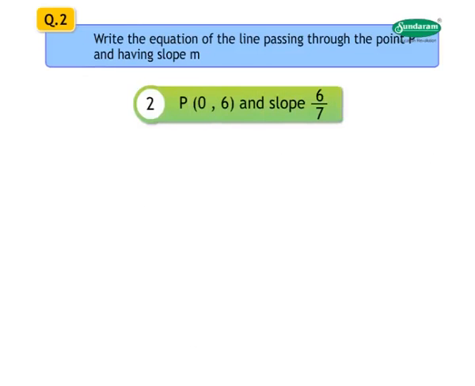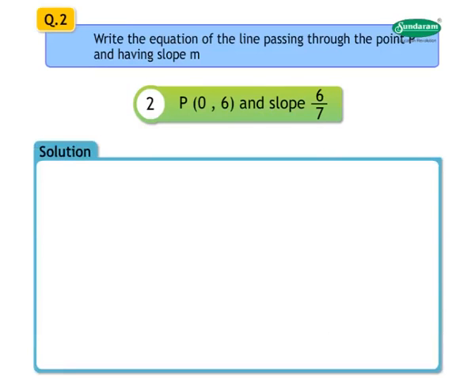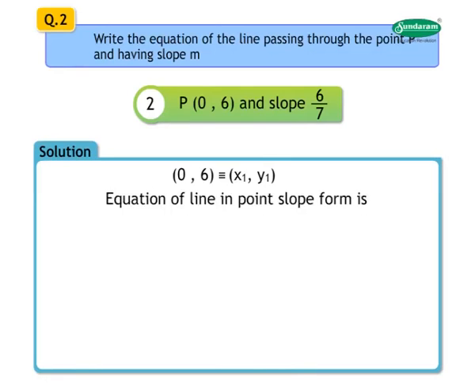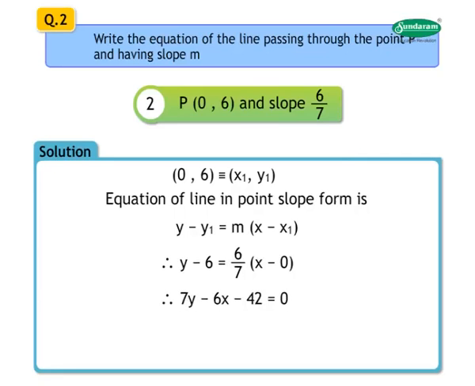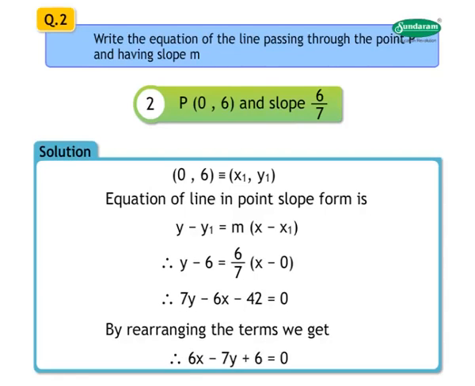Number 2. P (0, 6) and slope 6 upon 7. Solution: (0, 6) corresponds to x1, y1. Equation of line in point slope form is given by y minus y1 is equal to m into (x minus x1). Therefore, y minus 6 is equal to 6 upon 7 into (x minus 0). Therefore, 7y minus 6x minus 42 is equal to 0. By rearranging the terms, we get 6x minus 7y plus 42 is equal to 0.